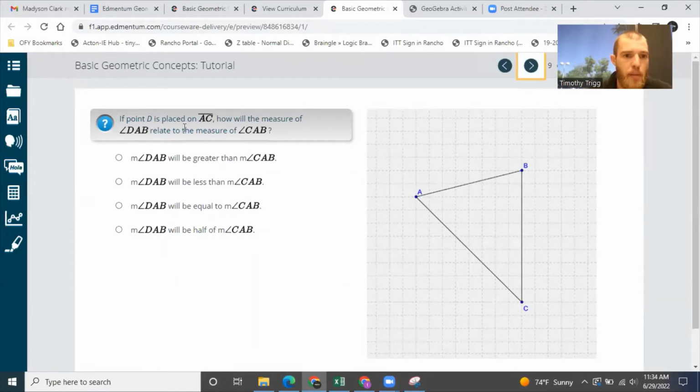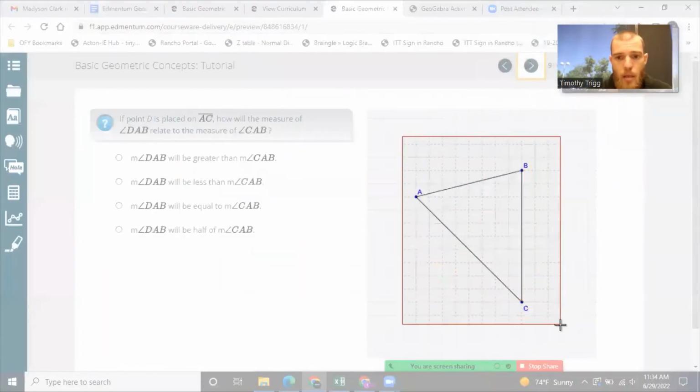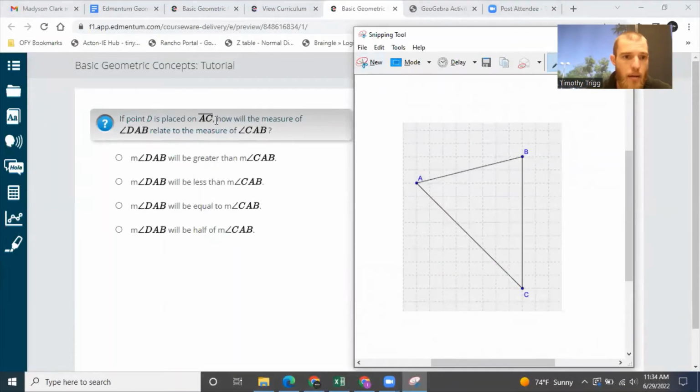If point D is placed on AC, how will the measure of angle DAB relate to the measure of CAB? Okay, so I'm creating another point D, and I'm putting it on AC. And I want to say, how will the measure of DAB, so where's DAB? DAB is this angle right here, okay?